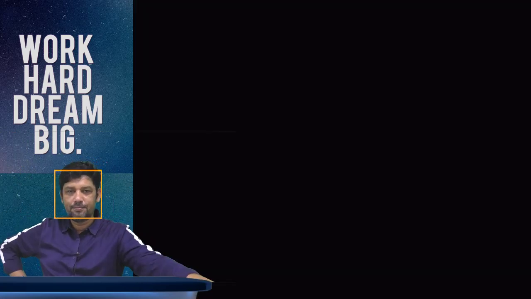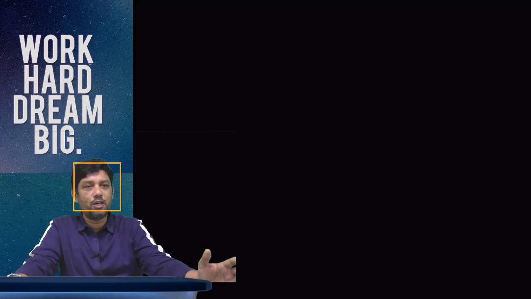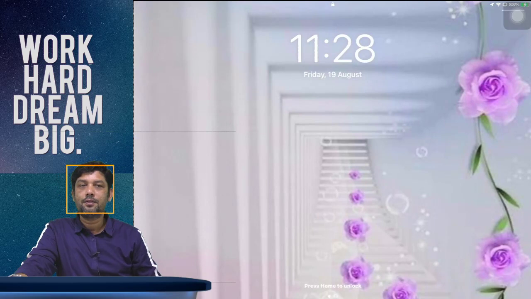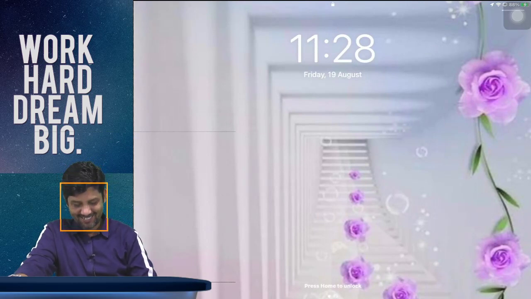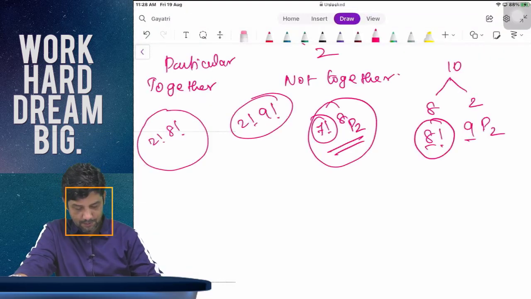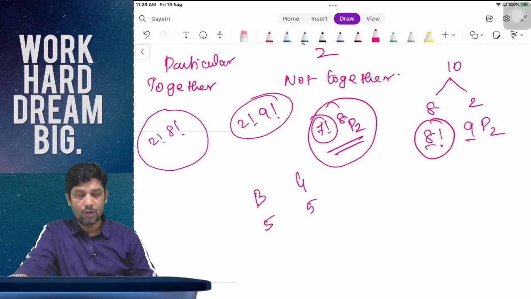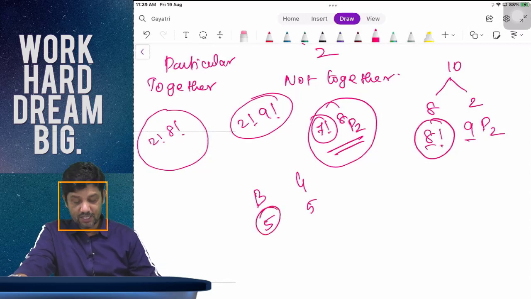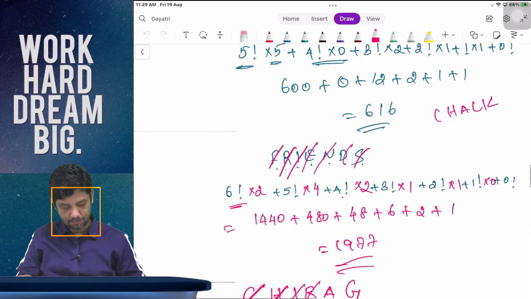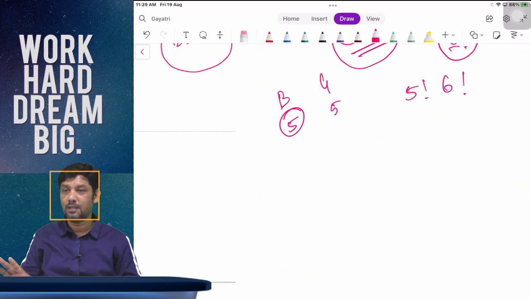Correct? 5 boys, 5 girls. All boys are together. Oh, sorry. Only boys are together. 5 factorial into 6 factorial. Oh, here you are making a mistake. I purposely asked this question. Wait. How many boys, how many girls? Now, all 5 boys are together. If it is linear arrangement, what should come? 5 factorial into linear arrangement. Circular arrangement I have not done.